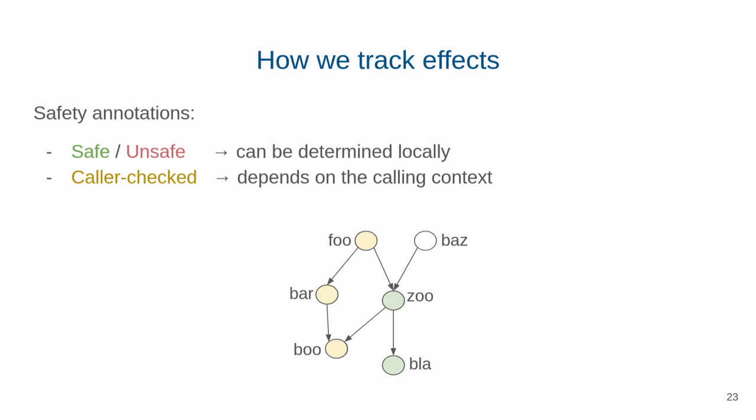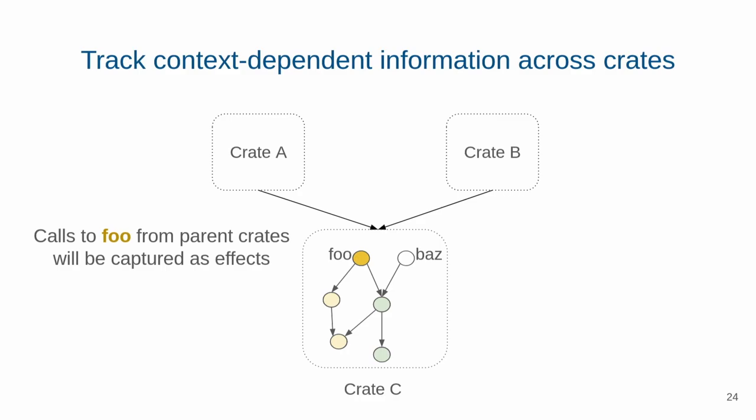CargoScan provides functionality so we can take all public functions of a crate that were marked as color checked and import them when we are auditing parent crates, and then treat them as effects, much like we do with system side effects. And in this case, that means that in crate A or B, whatever call to foo will be captured as an effect.